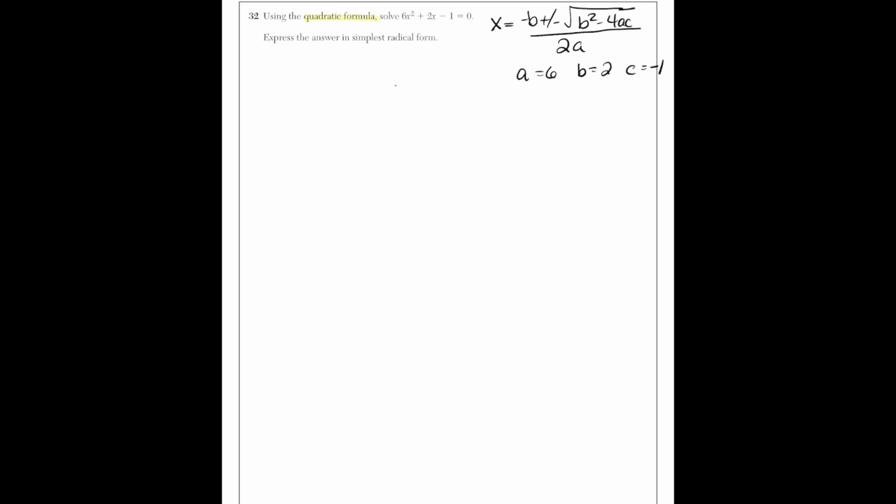All right, and now all I'm going to do is substitute now that I know what my a, b, and c are, and I'm just going to rewrite. So give yourself space, step at a time. I know what my b is. My b is 2, so I have to put negative 2 plus or minus square root of 2 squared minus 4 times 6 times negative 1, all over 2 times 6. That's it. All I did was substitute.